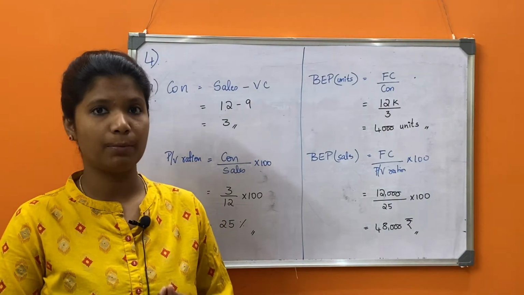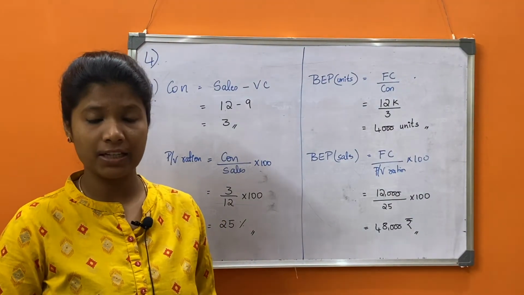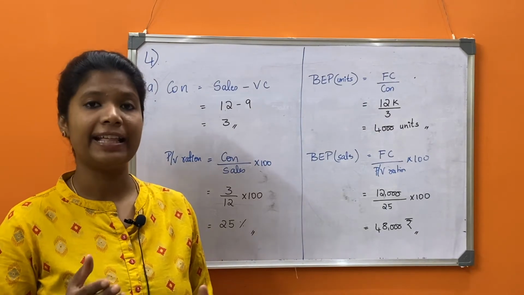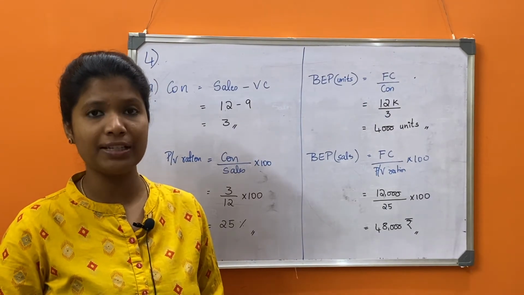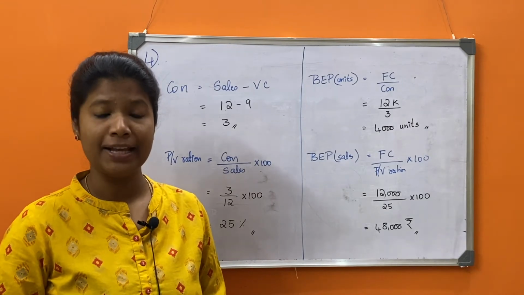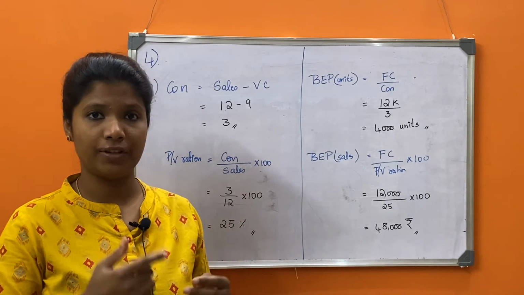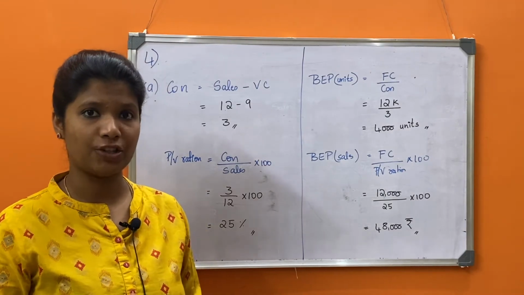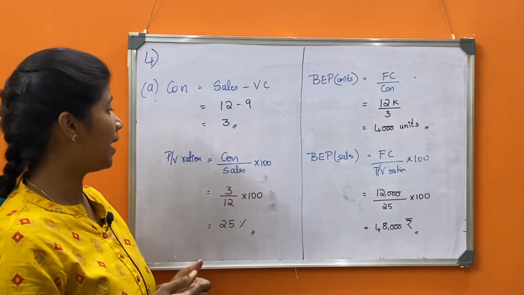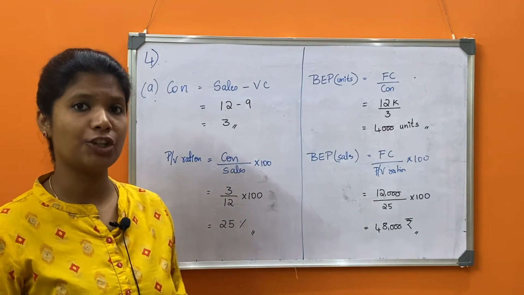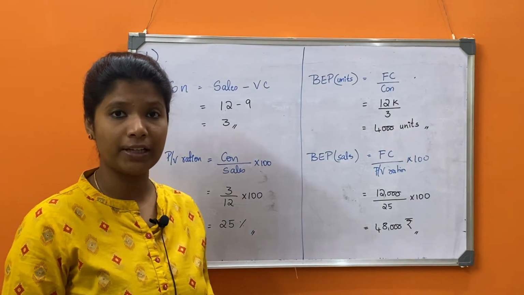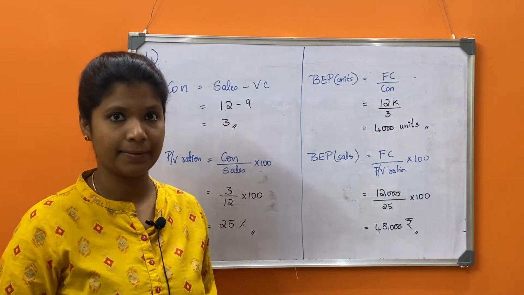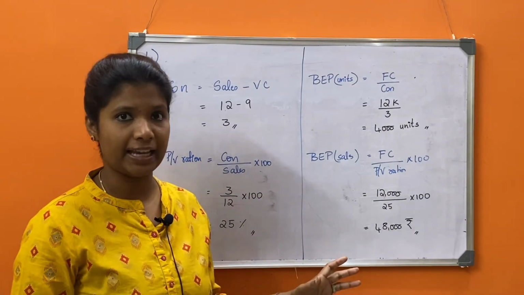Moving on to question number 4, we have the details given in the question: fixed cost as a total expenditure. Then we have selling price per unit and variable cost per unit. The question is asking you 4 different things to find out. So under the first question, that is question number A, they've asked us to find out contribution, PV ratio, break-even point in terms of units, break-even point in terms of sales. Okay, so let's solve the point A first.